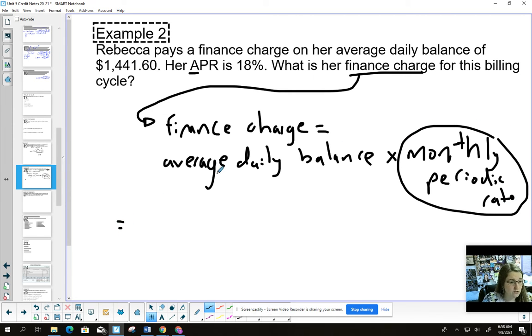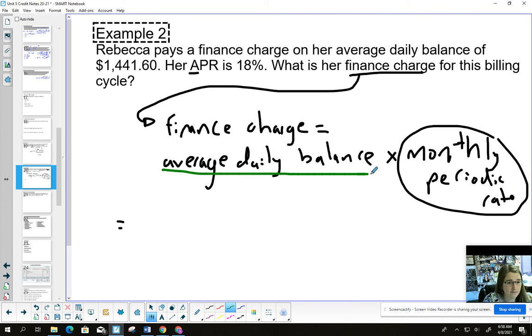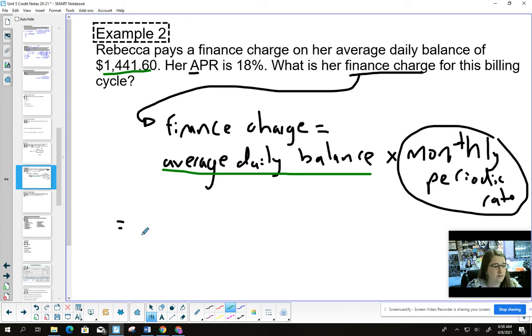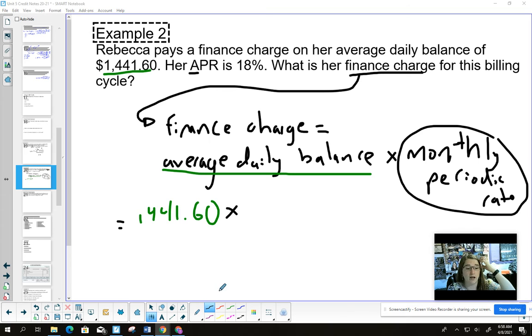So with that in mind, let's look at what we have. Well, we've got the average daily balance. It says it right there. Again, we just want to make sure we're looking back at the problem. Here's our average daily balance, $1,441.60. You are charged interest based off of that average daily balance. Again, we're going to come back to talking about that and how that even works in our last lesson.